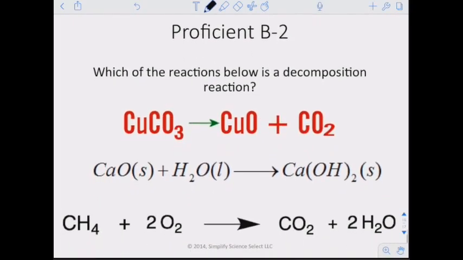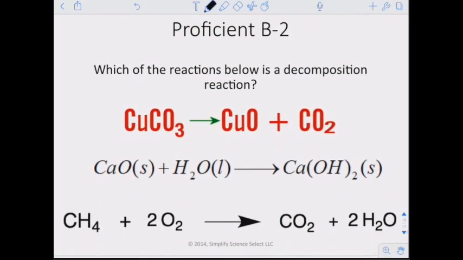Next example, it says, which of the reactions below is a decomposition reaction? So pretty easy. We just look for the one that has one reactant. The only one that has one reactant is that right there, and that's a decomposition reaction on top.